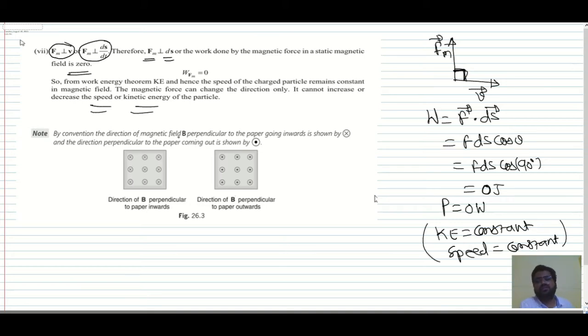By convention, a magnetic field direction perpendicular to the paper going inward is shown by this one, right? So into the plane is shown by this, and out of the plane is shown by this. That is what this note represents. Okay, so I hope this is clear.